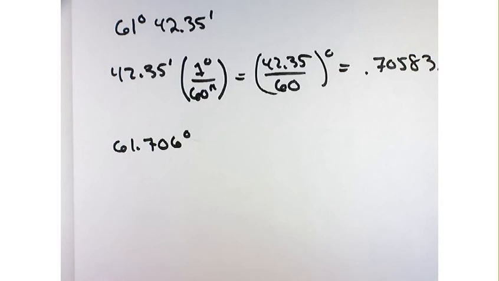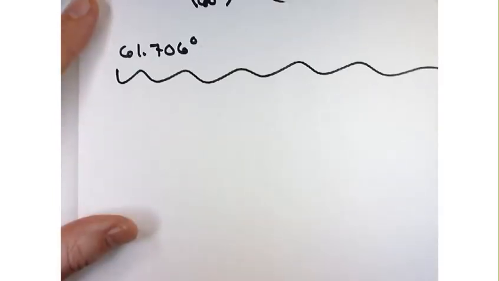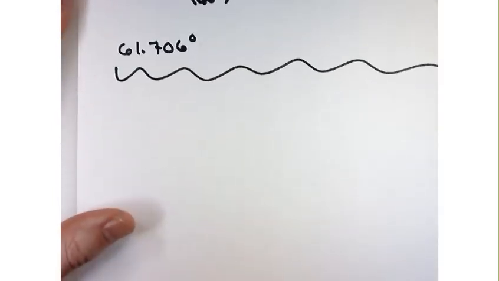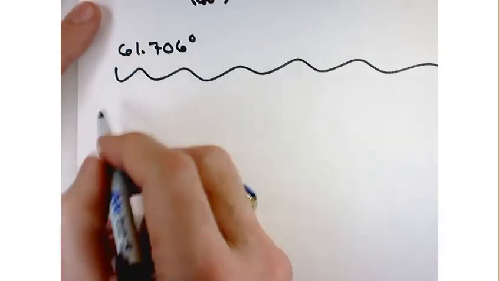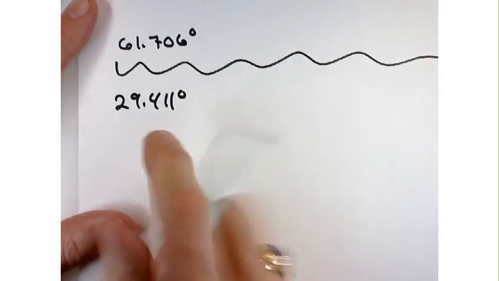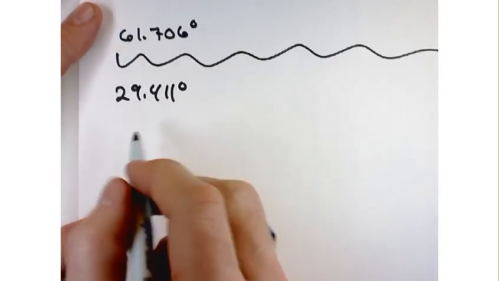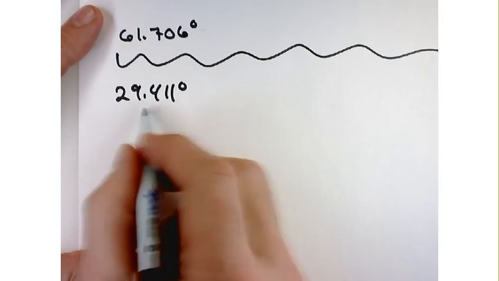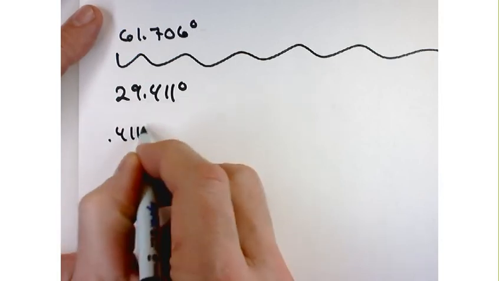Let's try the other way. Let's start out with something in units of degrees and turn it into degrees, minutes, and seconds. So we'll go the other direction. If you're following along doing some of the homework problems, then this would be problem number 68. So it's going to be 29.411 degrees. And to convert this to degrees, minutes, and seconds, what I'm going to do is start out with the fractional part, 0.411 degrees.